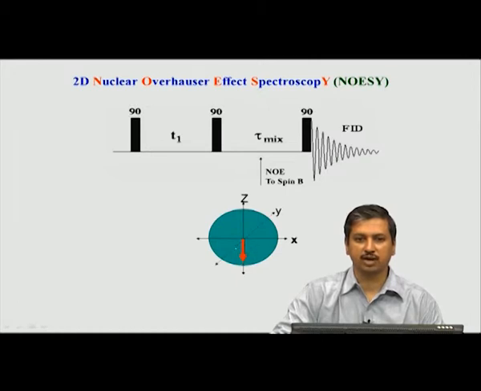particular vector. And therefore, when it mixes, that means when it transfers from A to B, and B is now brought to the xy plane, the information which is coming all the way from A is transferred to B, and then B will start evolving with its chemical shift frequency. So, basically what we have done is we have connected the chemical shift of one spin with the chemical shift of another spin by doing this mixing.